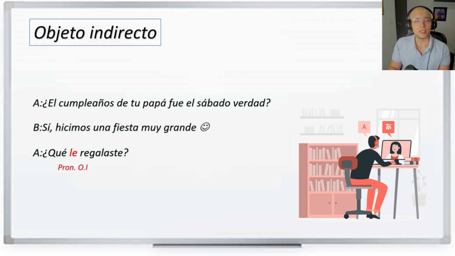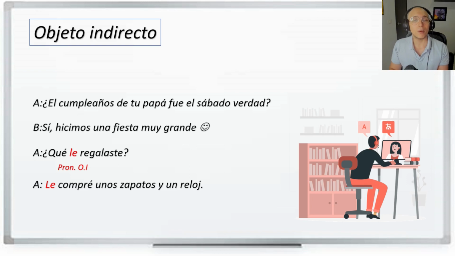So le is the indirect object pronoun. It stands for tu papá. And we say, le compré unos zapatos y un reloj. I bought him some shoes and a watch. So, le compré unos zapatos y un reloj.